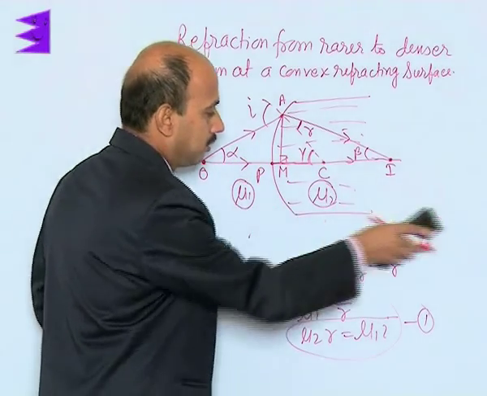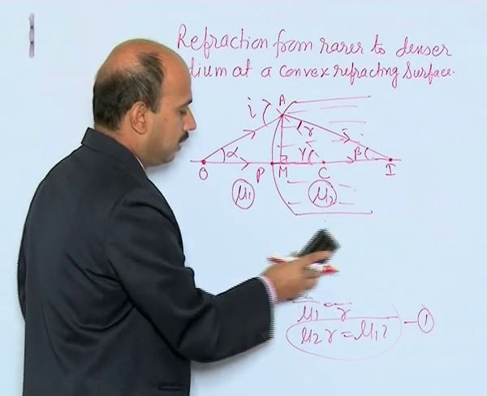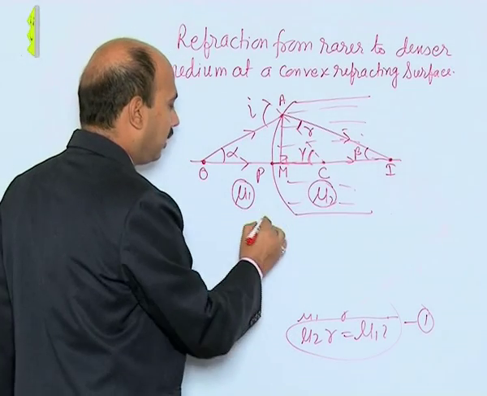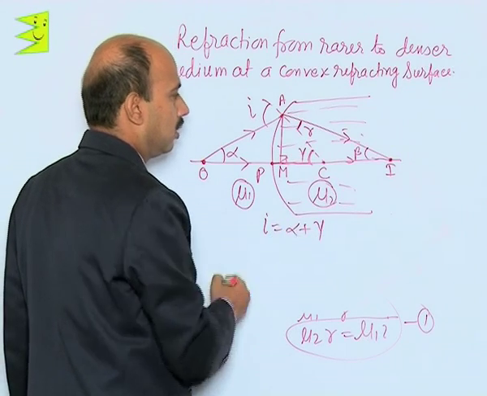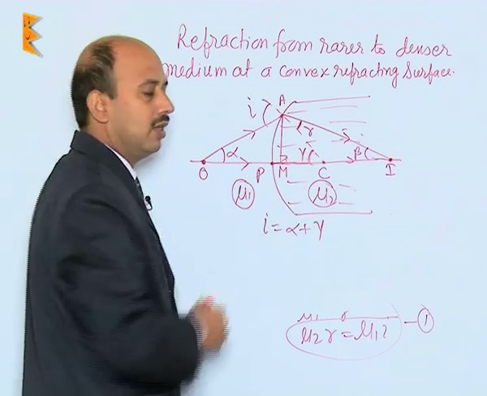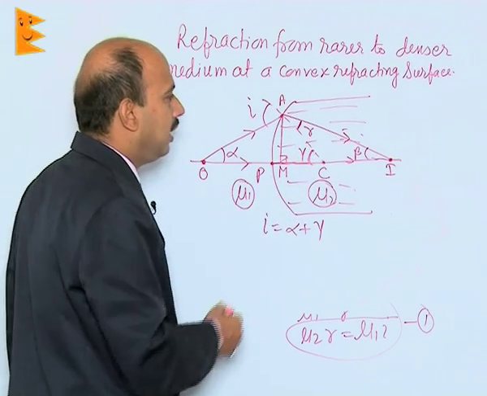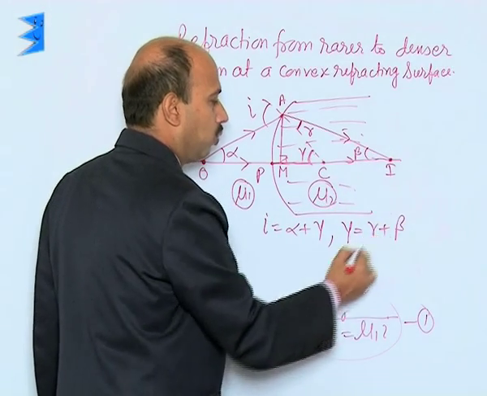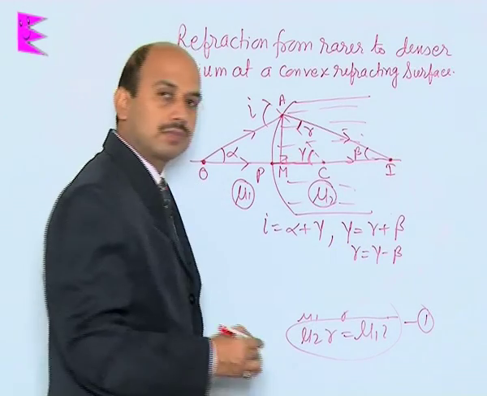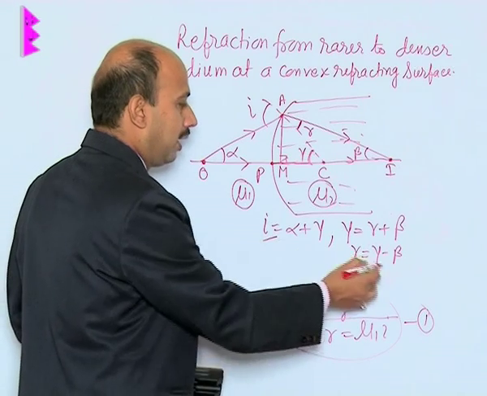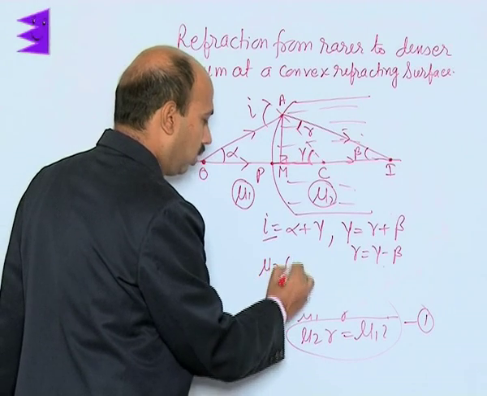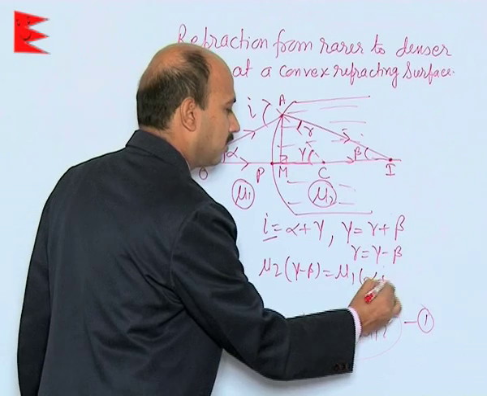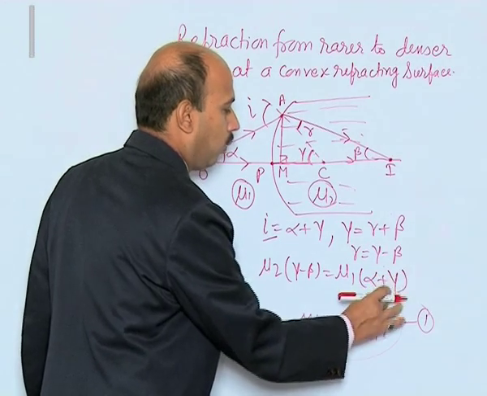Now see here, in this case this i is an exterior angle. So we can write i is equal to alpha plus gamma, because this is the exterior angle for the triangle AOC. Similarly we can write gamma as exterior angle for the triangle ACI. So we can write gamma is equal to r plus beta. So r is equal to gamma minus beta. So in this case the values of i and r we have got. So we can write mu2 (gamma minus beta) is equal to mu1 (alpha plus gamma). This is from equation 1 that I have written.